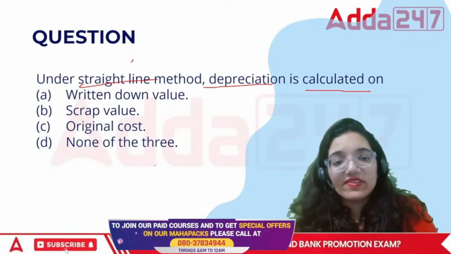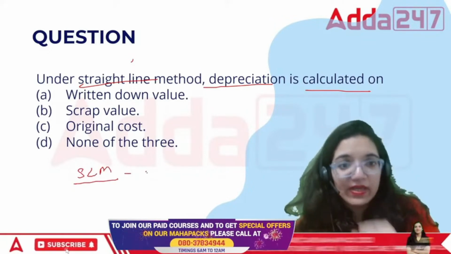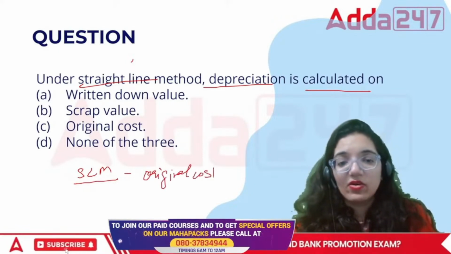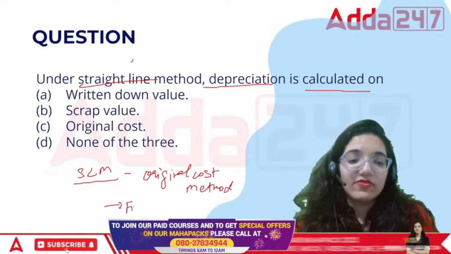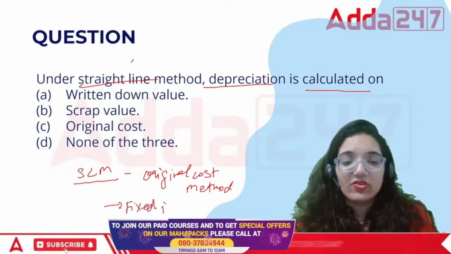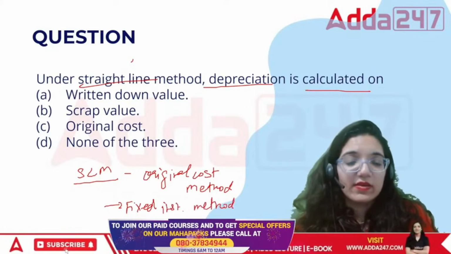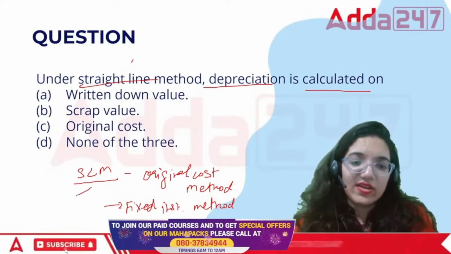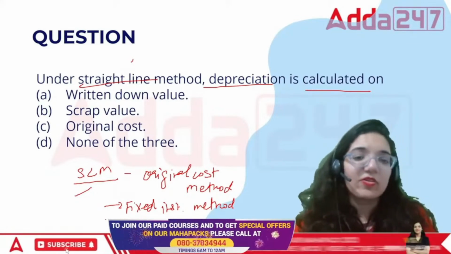See, when we talk about SLM, the method is also called original cost method. It is also called fixed installment method. It is also called straight line method. So there are multiple names for this one particular method.